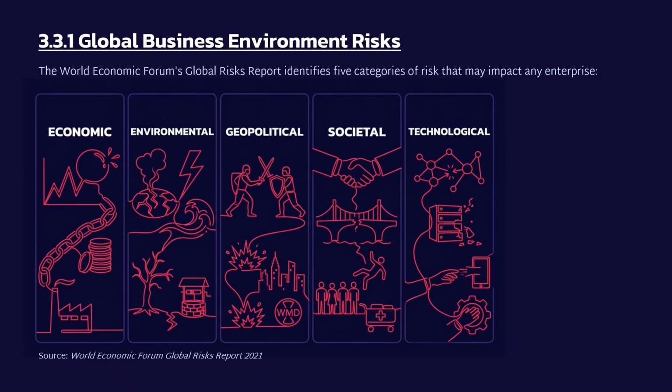Environmental risks involve natural disasters, climate change, and environmental degradation. Geopolitical risks arise from political instability, conflicts, or international tensions. Societal risks include public health crises, social unrest, or workforce challenges. Finally, technological risks involve cyber threats, system failures, or rapid technological disruption. Understanding these risk categories helps organizations anticipate challenges and incorporate them into their continuity and resilience planning.